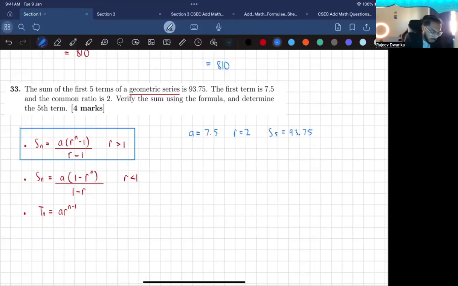All right, so Amy, tell me what to do. Let me see if you have this. Well, they said to find the sum to prove that it is 93.75. So you could put S of 5 is equal to 7.5 in brackets, 1 minus 2 to the, wait, sorry, R, sorry, my bad. I mean 2 to the power of 5 minus 1, over 2 minus 1.